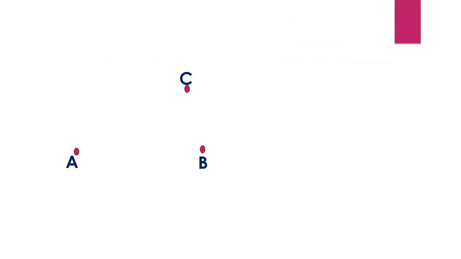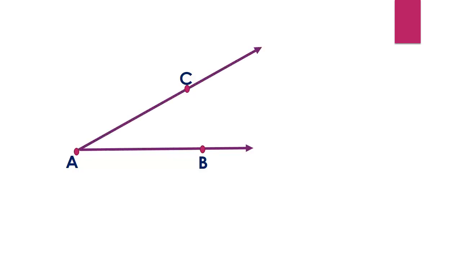As you know, there are three known collinear points A, B and C. Let's draw a ray AB and ray AC. The figure formed is known as an angle. The two rays meet at point A, which is known as the vertex of the angle, whereas ray AC and ray AB are known as the sides of the angle. So an angle has one vertex and two sides.